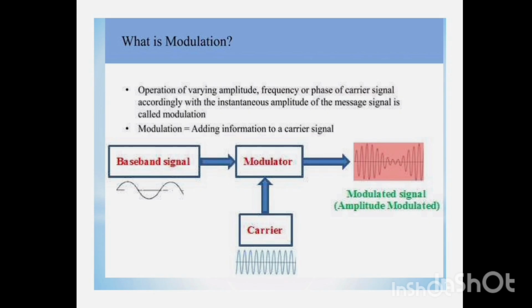Modulation is nothing but changing the amplitude, frequency or phase of the carrier signal according to the instantaneous amplitude of the message signal. This is called modulation. So here in the block diagram we can see that the modulator will have two inputs: the baseband signal, that is the message signal, and a high frequency carrier signal. Using these two signals, it will update the amplitude, frequency or phase according to the type of modulation. Here amplitude modulation is shown.